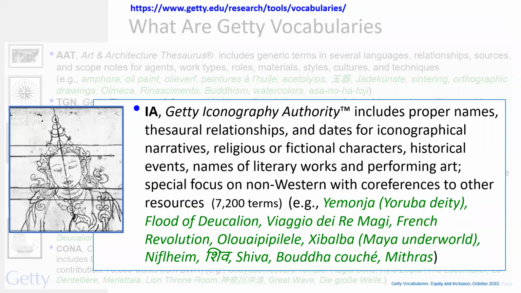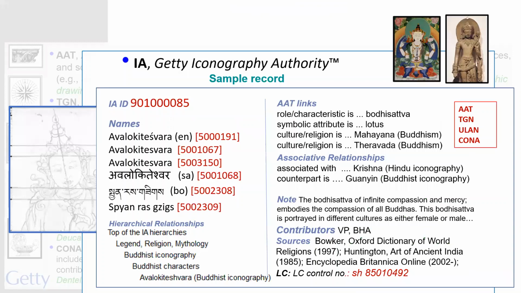The Getty Iconography Authority, IA, includes proper names, thesaurus relationships, and other rich data for iconographical narratives, religious or fictional characters, historical events, names of literary works perhaps, and others. So here you might find terms such as Yemoja, the African Yoruba deity, Xibalba, the Maya underworld, Shiva, etc. And here's a full record where you have the ID for the concept and for each name of Avalokiteshvara in this case. It has hierarchical relationships and links to the other vocabularies.